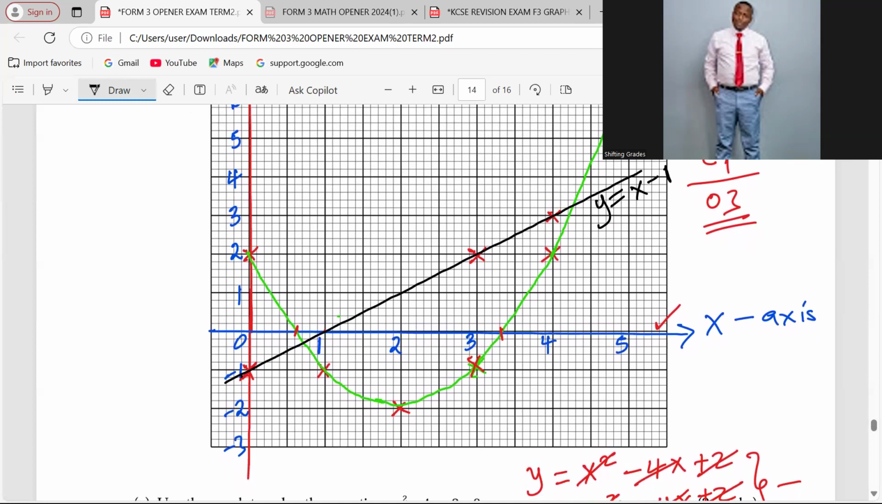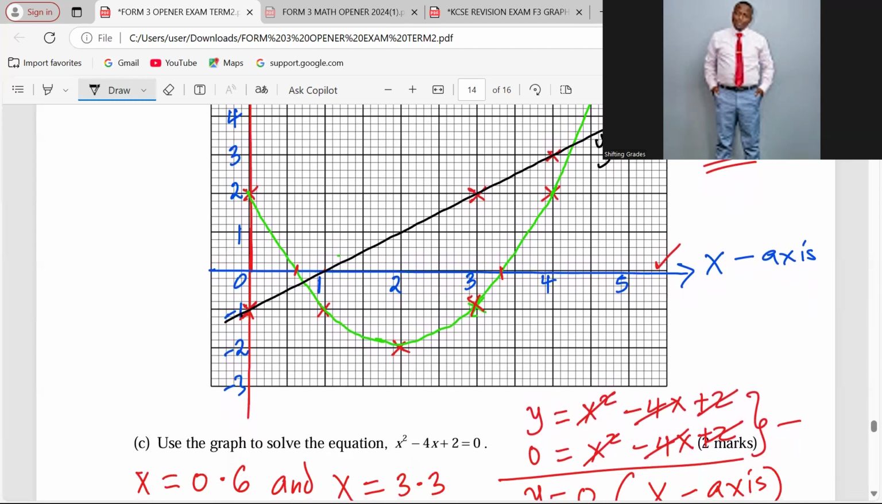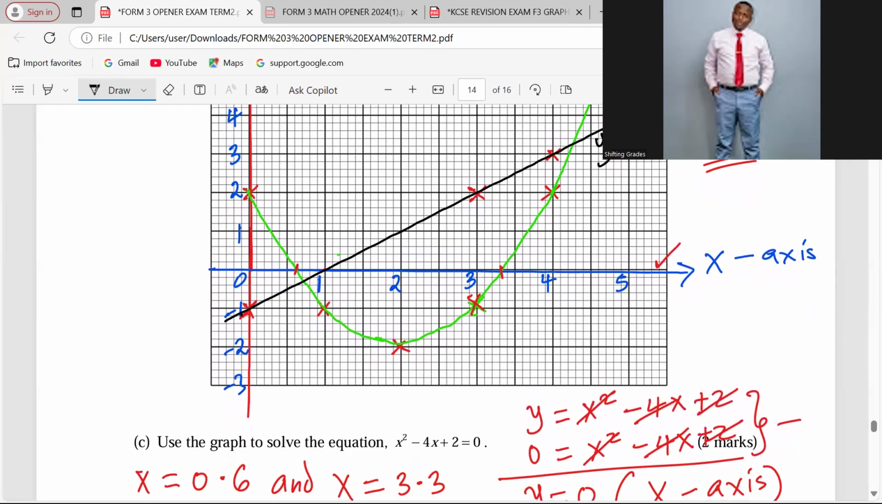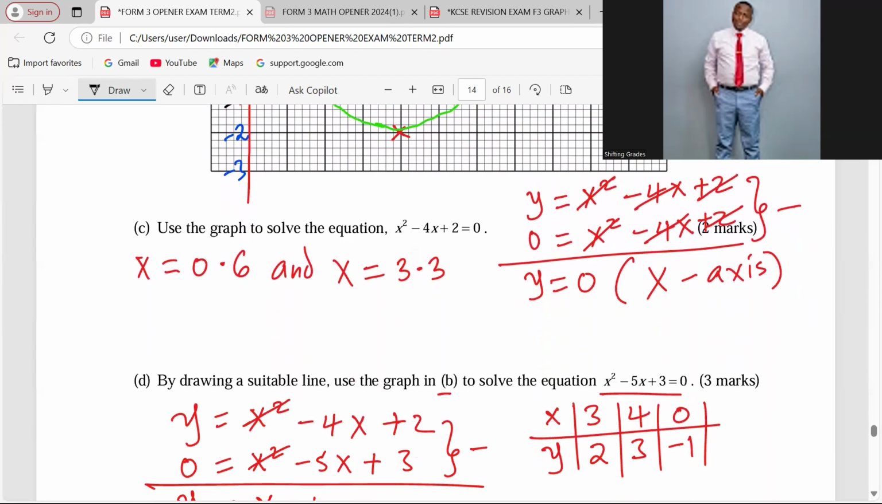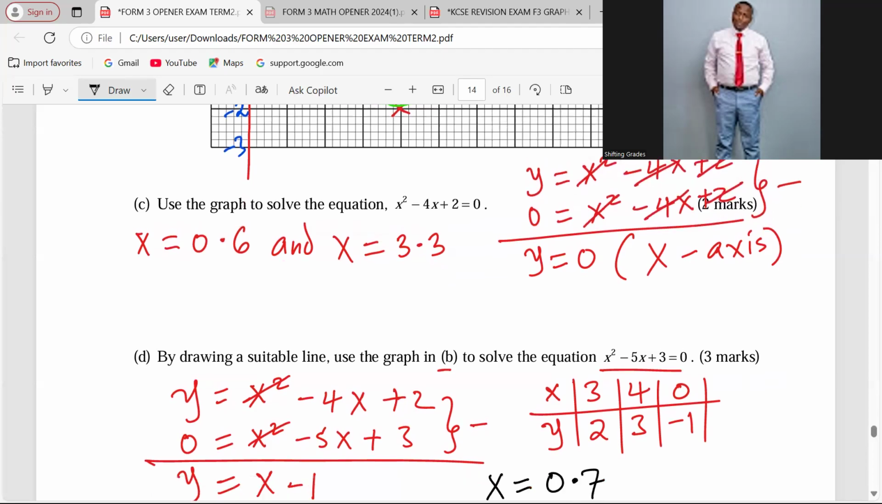Now we need to look again at the values of x, where this straight line is cutting the curve. And what are those points? So we have to read the value of x at this point of intersection. The value of x there shall be 0.7. So x equals 0.7.